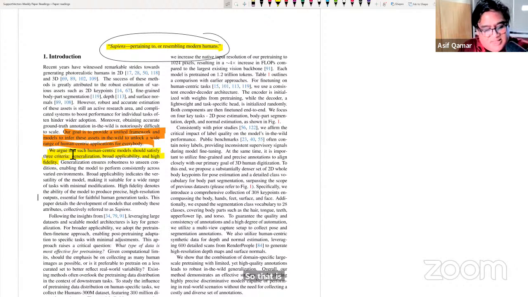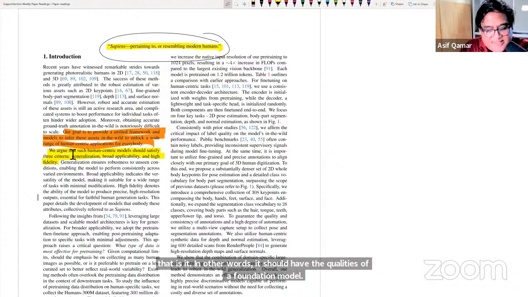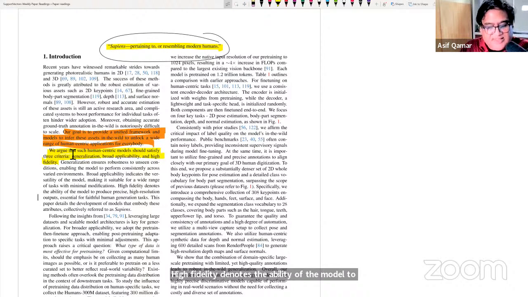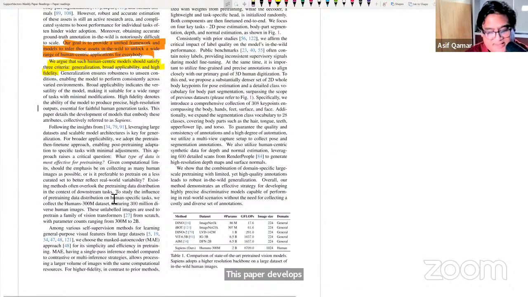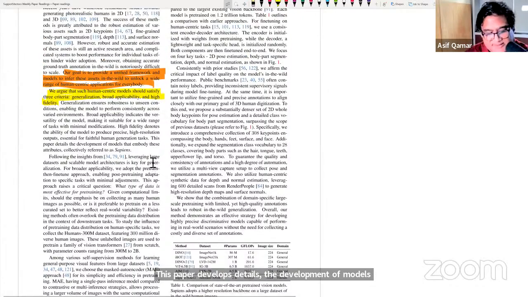High fidelity denotes the ability of the model to produce precise, high-resolution outputs, essential for faithful human generation tasks. Again, it should be high-res. It shouldn't create an output that's very blurry, right? Or say, okay, here is your hand, and it just puts a big circle around where the hand should be, but the hand is somewhere in there. It shouldn't be like that. It should be much more precise. This paper details the development of models that embark. Okay, so there are a lot of things that I'll skip over in this.